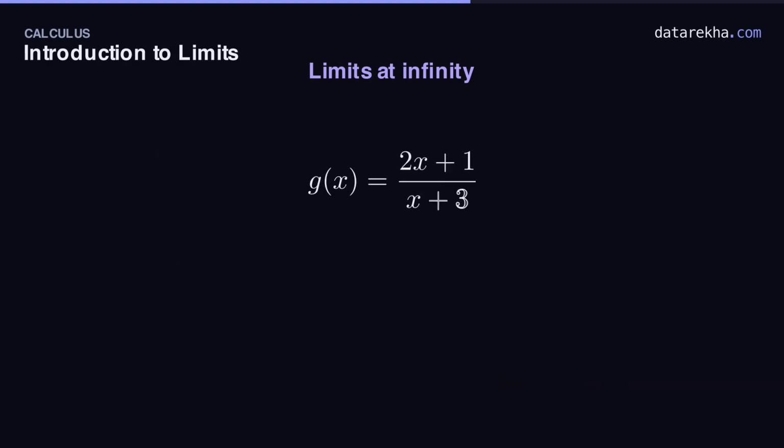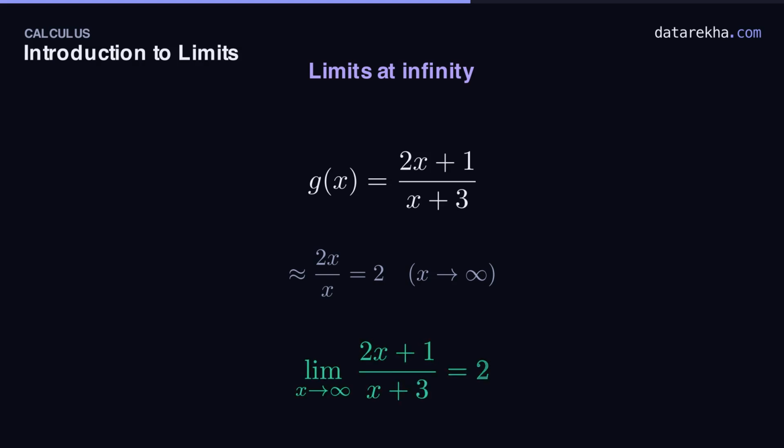Asymptotes needn't sit at 0. Consider (2x plus 1) over (x plus 3). When x is enormous, the little plus 1 and plus 3 barely matter. The function behaves like 2x over x, which is 2. So this curve flattens toward the line y equals 2. The limit, as x runs off to infinity, is 2, the ratio of the leading coefficients.